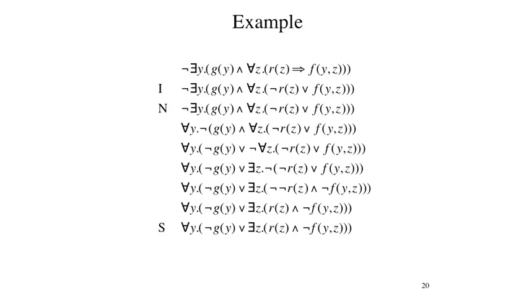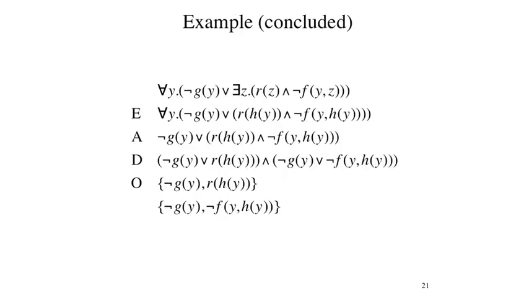Okay, now the S step here has no effect, so we just skip past that one and get on to the E step. This time we note that the existentially quantified sentence contains a free variable, and so we replace the existentially quantified variable not with a constant, but with a term consisting of a Skolem function, in this case h, and the free variable y. On the A step, we drop the universal quantifier. On the D step, we distribute the disjunction over the conjunction. And then finally, in the O step, we convert our conjunction of disjunctions to 2 separate clauses.